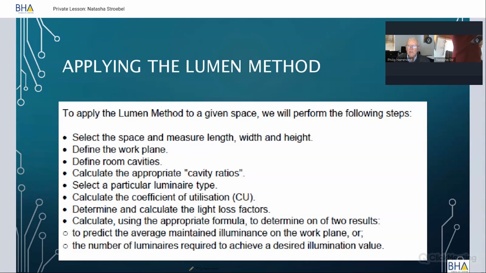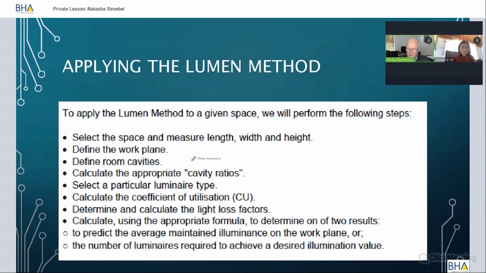So now let's apply the Lumen method. So we have to go through the following steps. These are the steps we must take. You select the space. You measure it. You measure the length, the width, and the height. Three things that we've got to know.